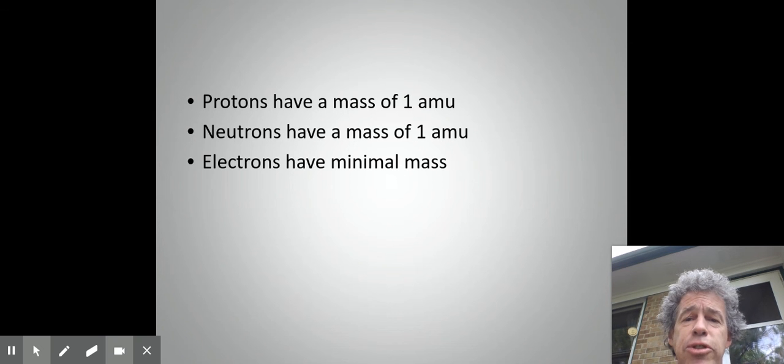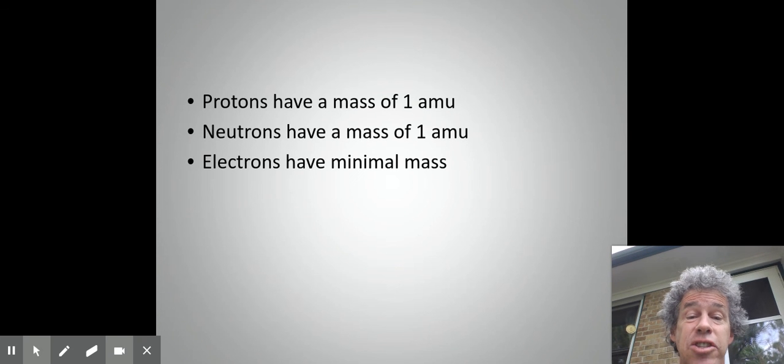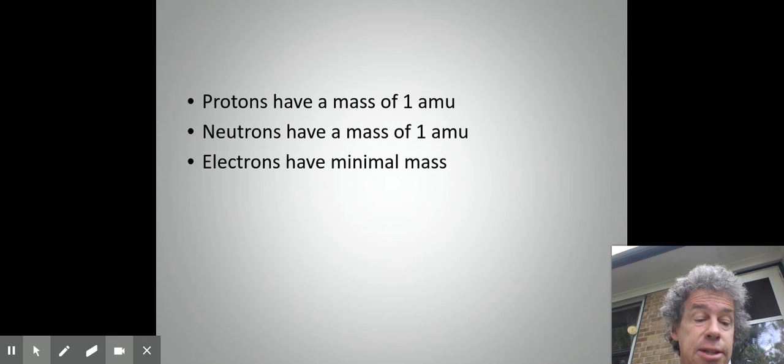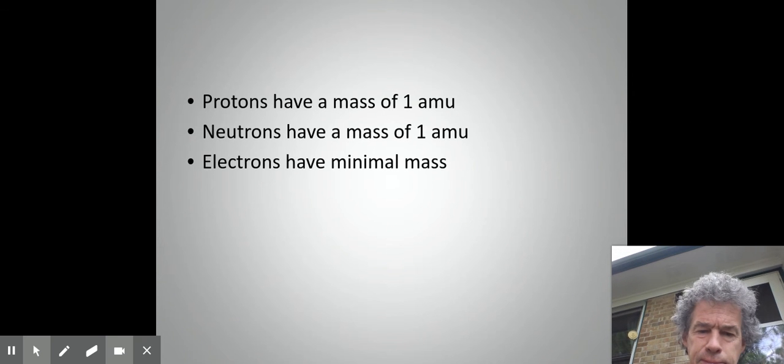And just in terms of mass, protons and neutrons both have a mass of 1 atomic mass unit. Electrons, though, have a minimal mass. It's about 1,000th as much as the other particles. And that's just a brief overview of the different components that make up atoms, ions, and isotopes.